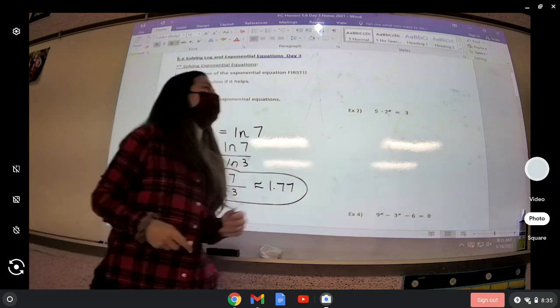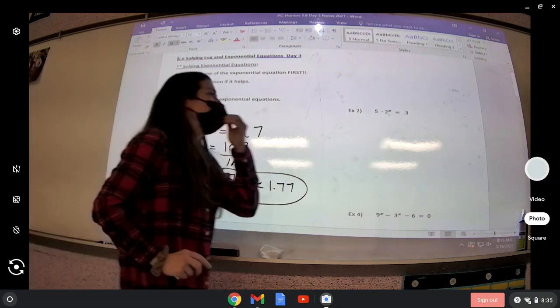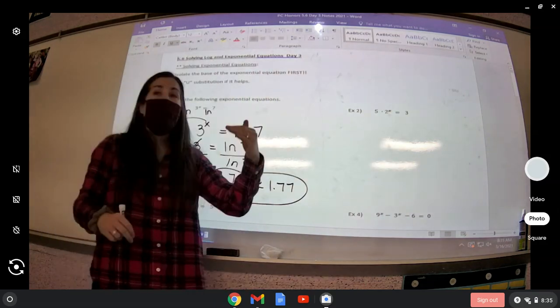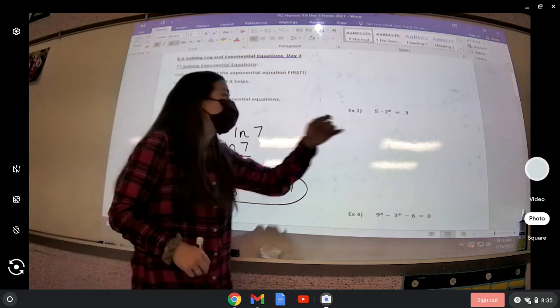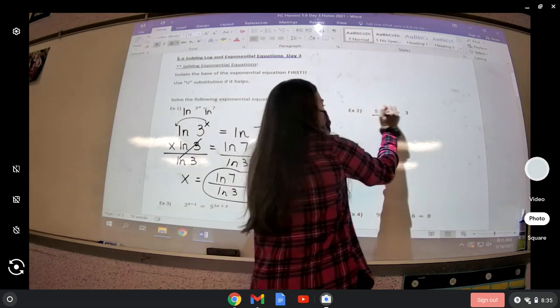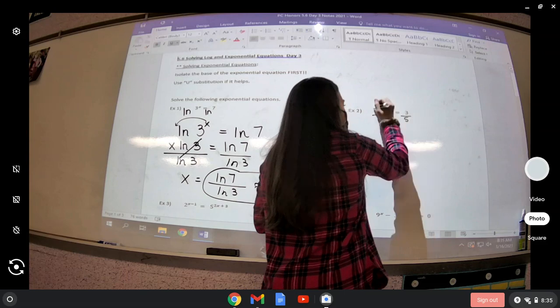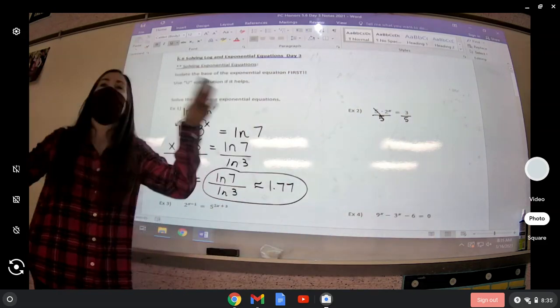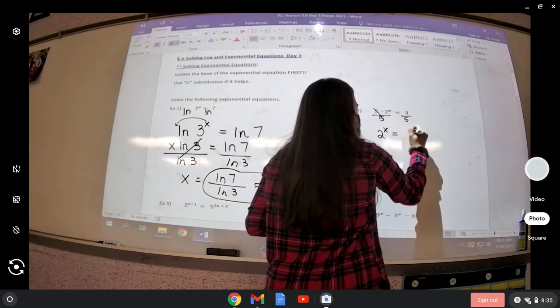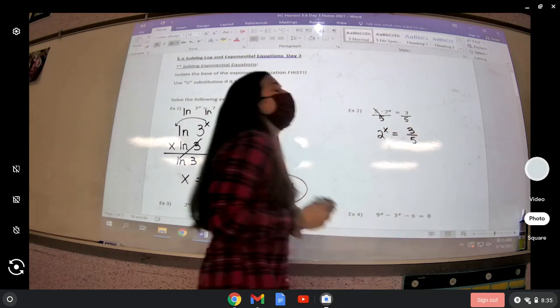All right, let's look at example 2. Same thing. Our job is to solve for x, which is an unknown exponent. X is only on the 2. So the 2 is your base. So you want to get the base by itself, so you have to divide the 5 away. You don't want to take the log too early. So now you have 2 to the x equals 3/5.